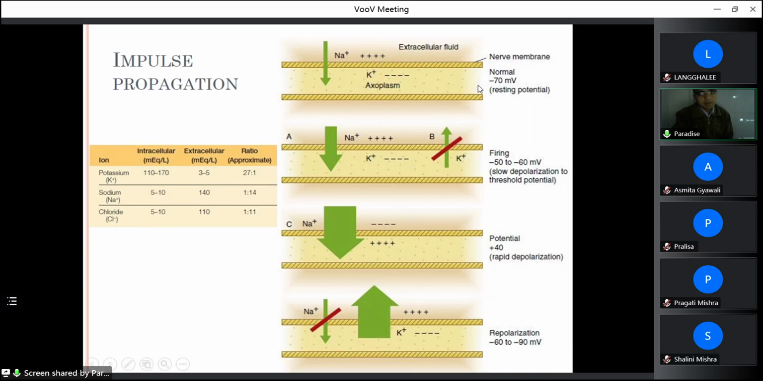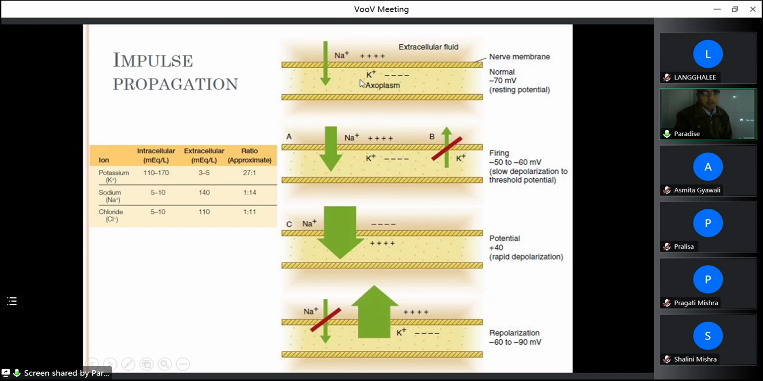So the negative potential of minus 70 millivolt, which is present in the normal condition, will increase to minus 65, minus 60, minus 55 accordingly. Once it reaches minus 50 to minus 60 millivolt, then what happens? There are voltage gated sodium channels. Once the threshold potential is reached, which is minus 50 to minus 60 millivolt, and the normal resting potential is minus 70.